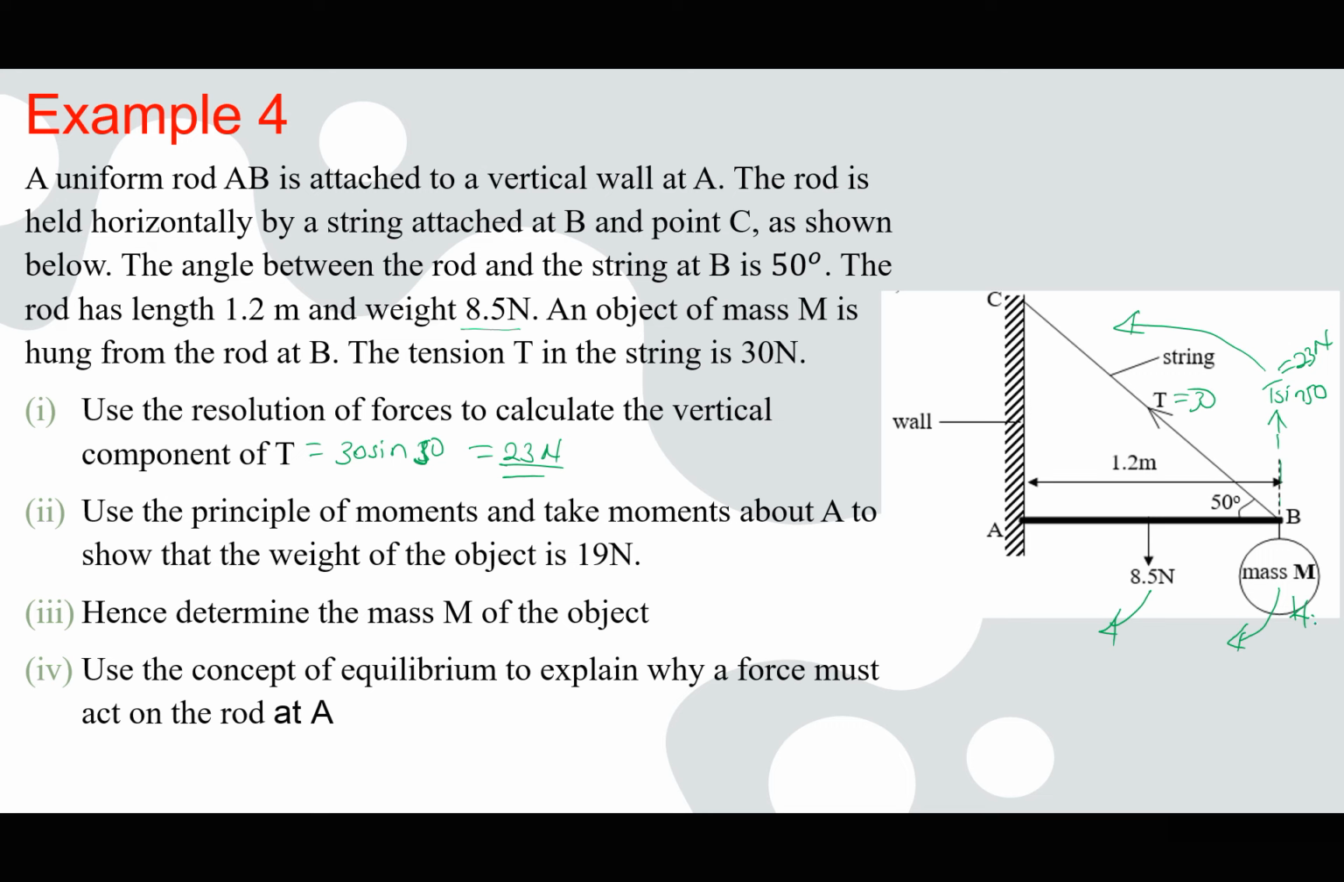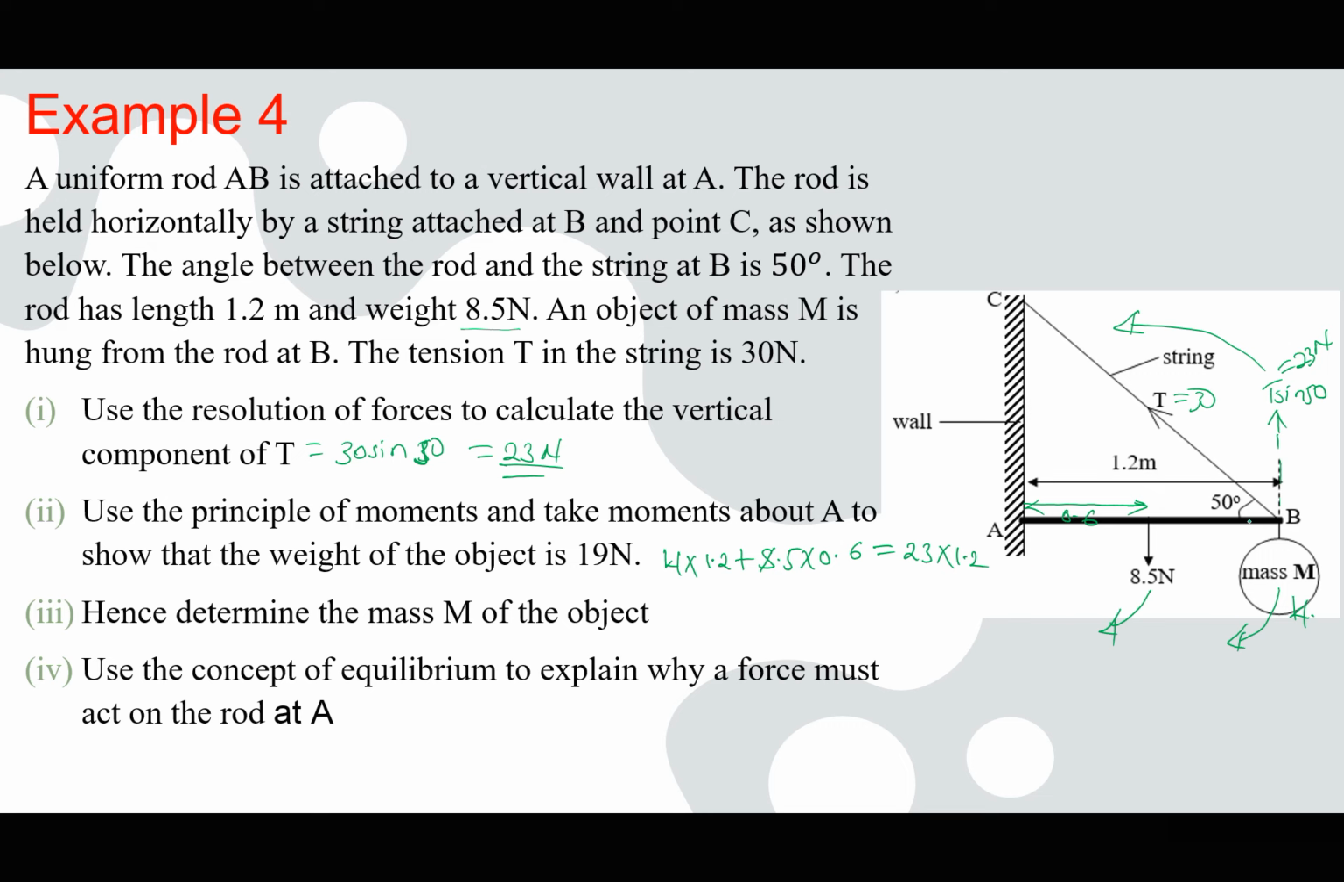Using the principle of moments, the sum of clockwise moments is going to be W times the perpendicular distance, which is 1.2, plus 8.5, the weight of the rod, which acts at the midpoint. So this distance is going to be 0.6, half of 1.2. So this is equal to 8.5 times 0.6. This should be equal to the tension, which is 23, times the perpendicular distance, which is 1.2.